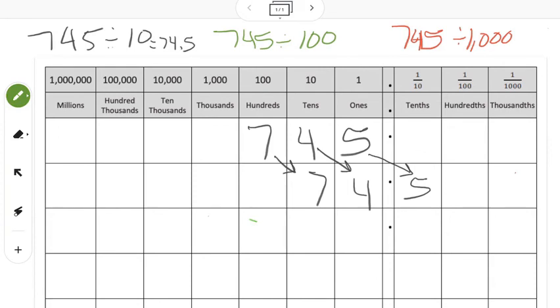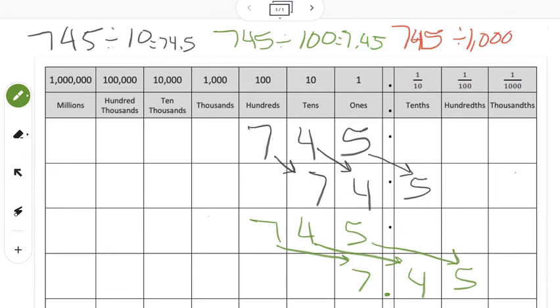74 and 5 tenths. We'll go ahead and put 745 back in, and this time we're going to do it by 100. 100 is 10 times bigger than 10, so we're going to move over two places to the right. So the 5 is going to slide all the way over to the hundredths, the 4 into the tenths, and the 7 into the ones. We'll put our decimal point here so we don't forget it. And our answer to that is 7 and 45 hundredths.